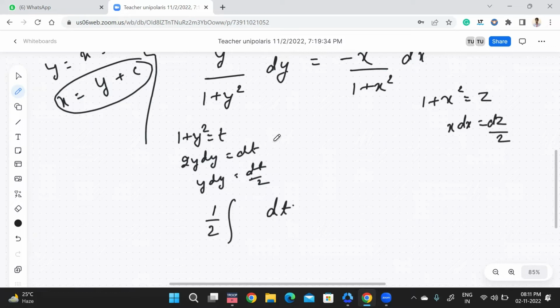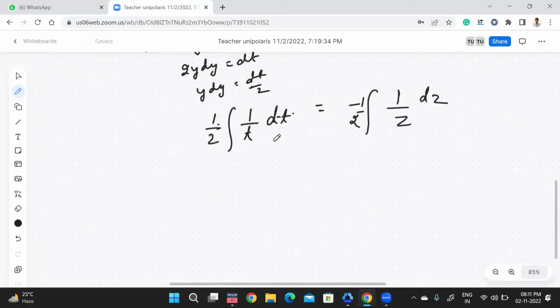So y dy becomes dt by 2, and this 1 upon y square becomes t, so we get 1 by t dt. Here we'll get similarly 1 upon z dz.